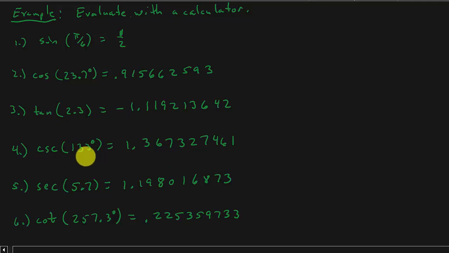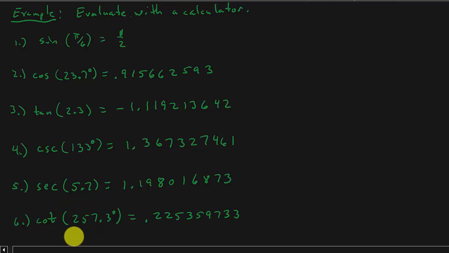Now this one, cosecant of 133 degrees. There's no cosecant button on your calculator. You have a button on your calculator that looks like this: sine, and then above it is that. This is not cosecant. That is inverse sine. So you can't use that. So how would you evaluate these reciprocals, cosecant, secant, and cotangent?